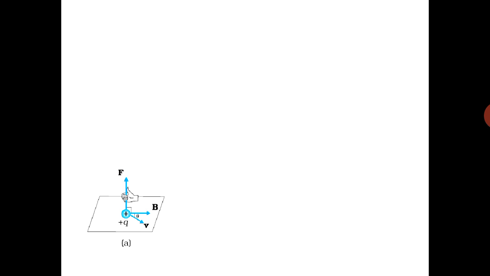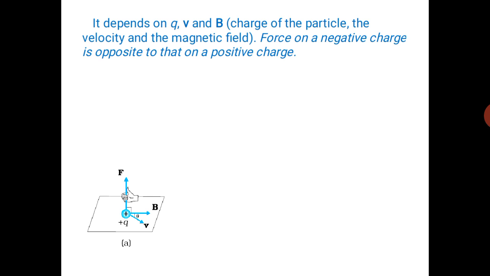Okay, see in this figure, the directions of V, B and F are given. The direction of F is perpendicular to both V and B, as shown in this figure. Cleared? Okay. So this magnetic force depends on Q, V and B, which means the charge of the particle, velocity and magnetic field. The force on a negative charge is opposite to that on a positive charge.